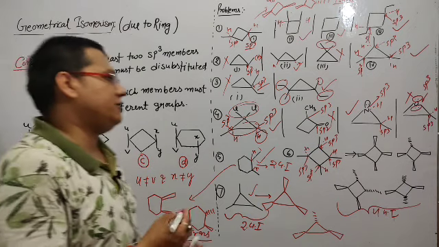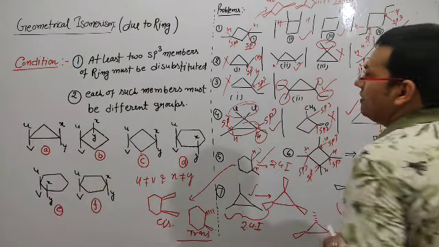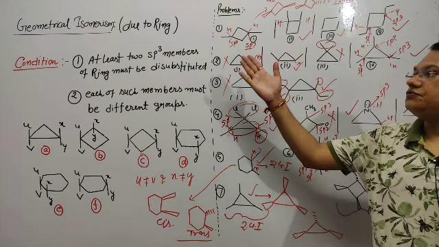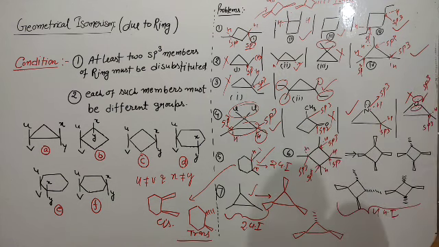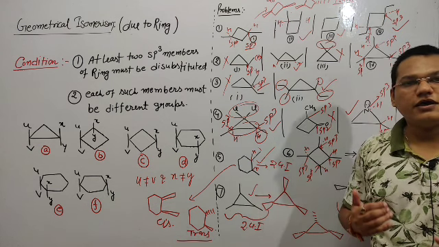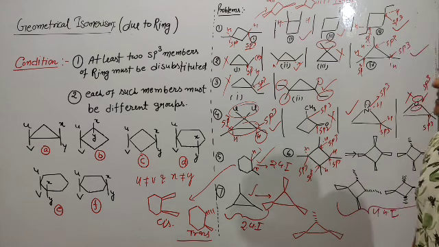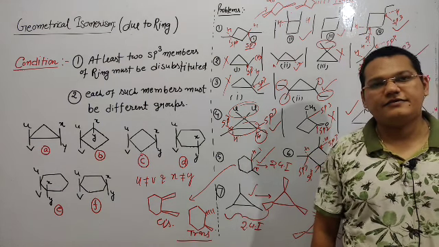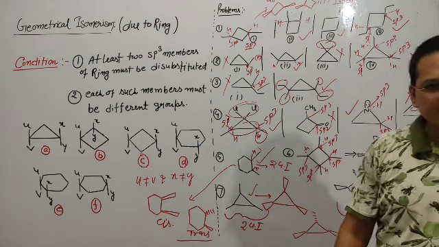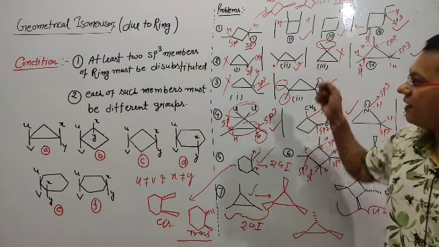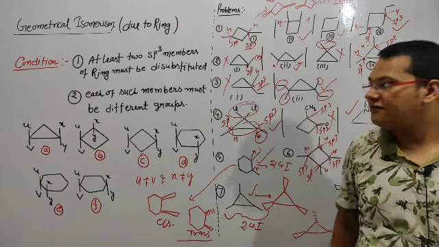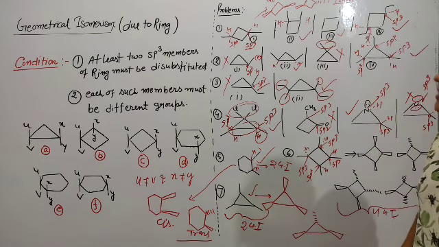So based upon it, student, I have given you everything about the concept of geometrical isomers due to the ring. Based upon it, you can do every problem. In the next lecture, I will complete and give you so many concepts: in a ring, if there is a double bond, then how we calculate geometrical isomers.